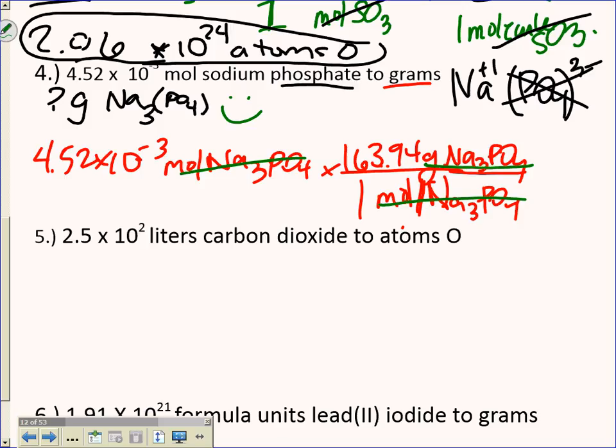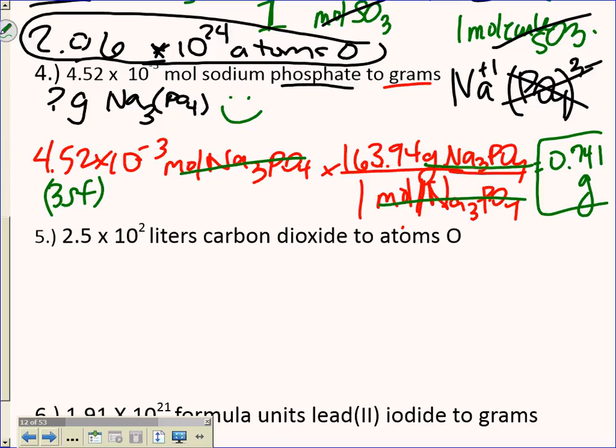Answer? 0.741, is that what you said? 0.741 grams of the sodium phosphate. How many sig figs are here? 3. Actually, no, this one's got more, so it's fine. Most times molar mass has like 3, 4, 5, 6 sig figs. They've got a lot of decimals, so we don't worry too much.